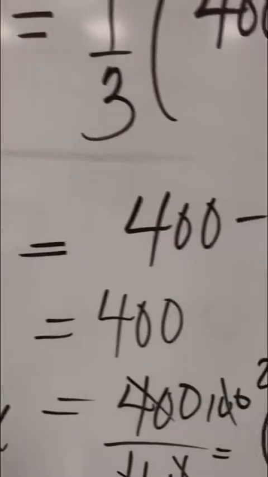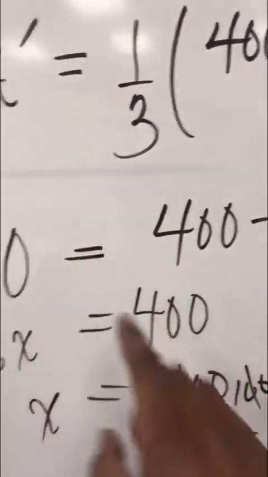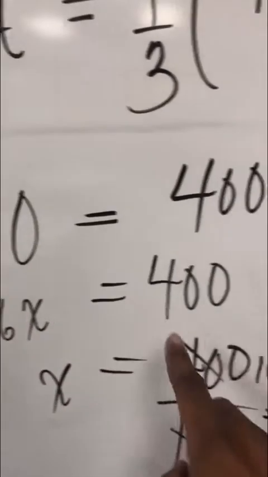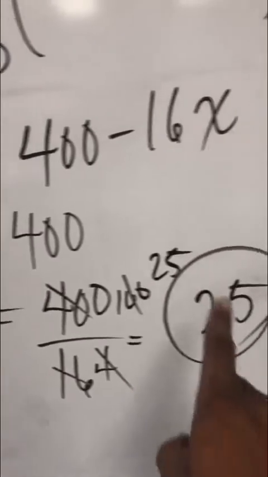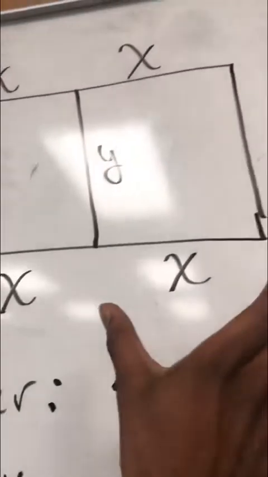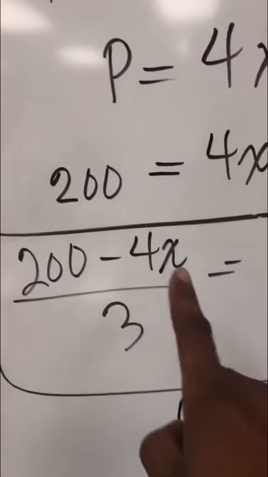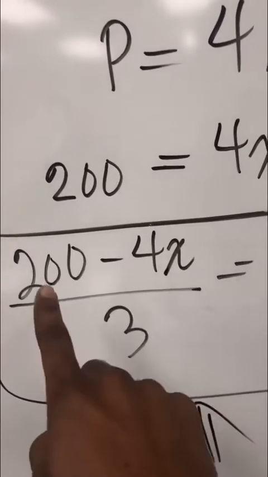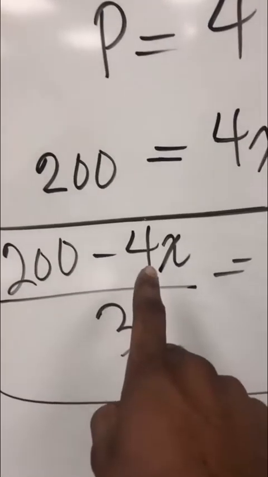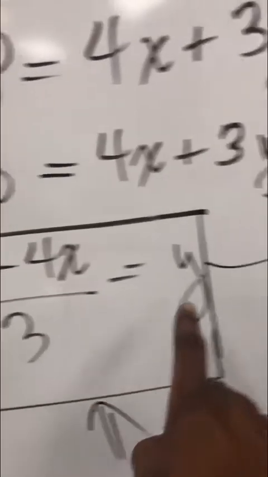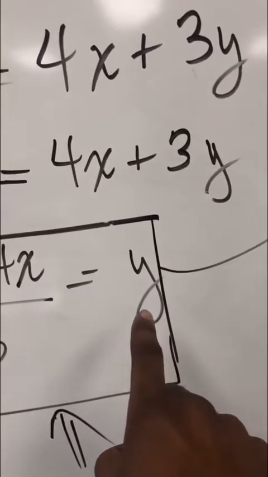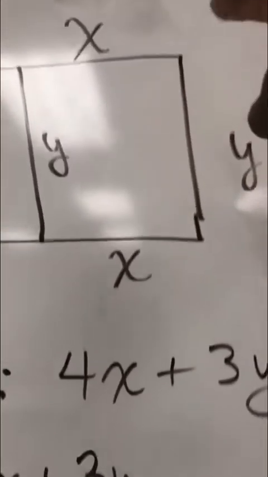Now that I've solved that part and got my derivative, I set it equal to 0 to solve for x. Once I solve for x, x is 25. Once I put the 25 here, that's basically going to be 200 minus 100 over 3. So my y value is equal to 100 over 3. That's how tall we are right here.